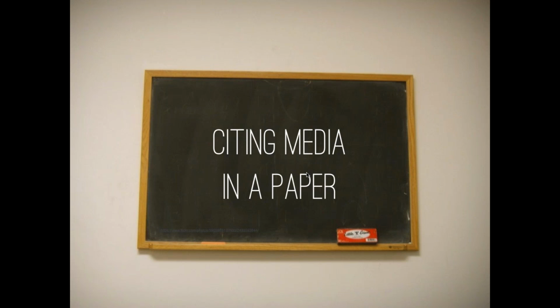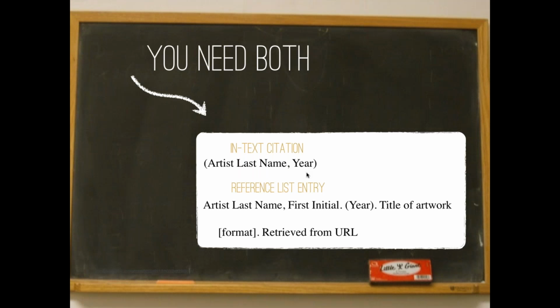But I want to talk about how we cite media in a paper now. For example, let's say we're in a photography class and our instructor has asked us to find a photograph online and discuss its composition. We aren't including the image in the paper, we're just referring to it. How would we cite that? If you're referring to a specific piece of media in your paper, you need to cite it in APA style using both an in-text citation and a reference sheet.